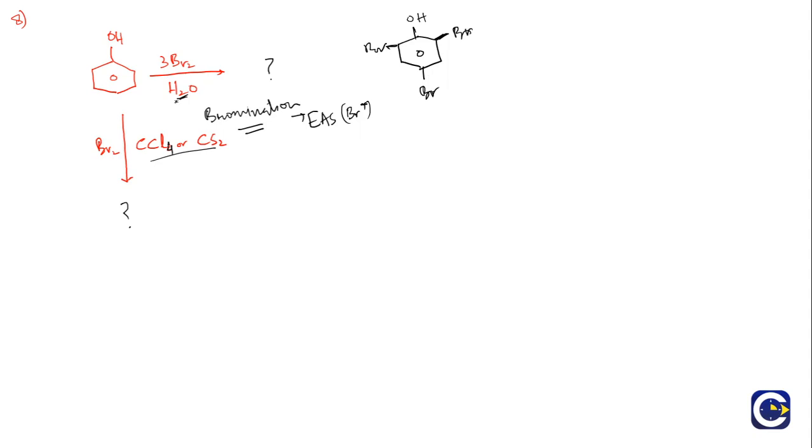If we change the solvent and take CCl4 or CS2, this question is asked many times, because it is a little bit of a conceptual question. So in this pathway we get two types of products.